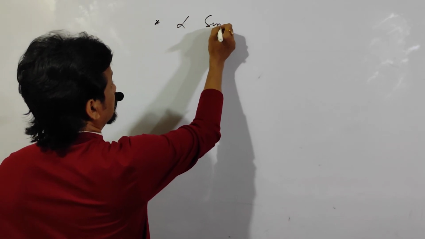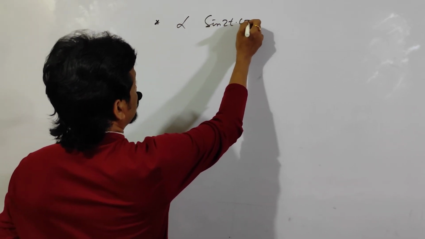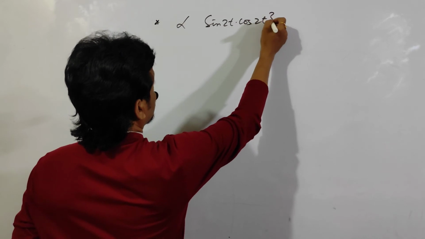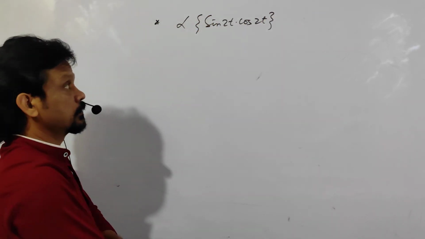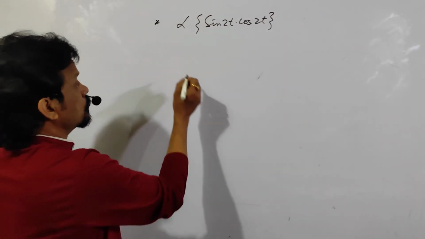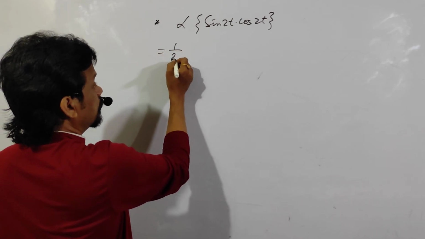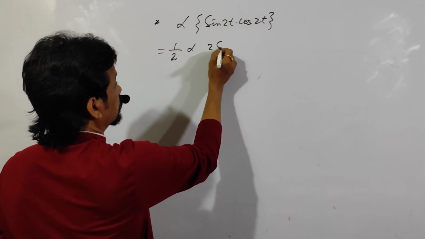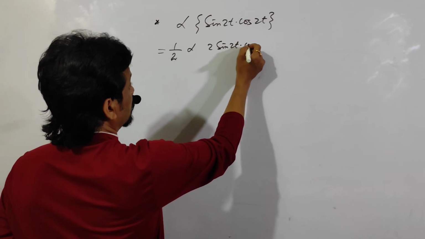Laplace of sine 2t into cos 2t. The question is like this. So it is simply divide by 2 and multiply by 2. Sine 2t into cos 2t.